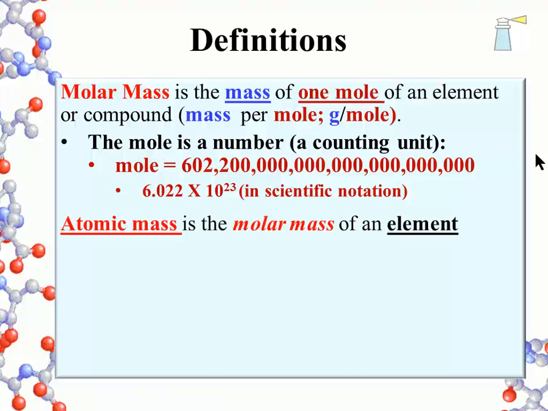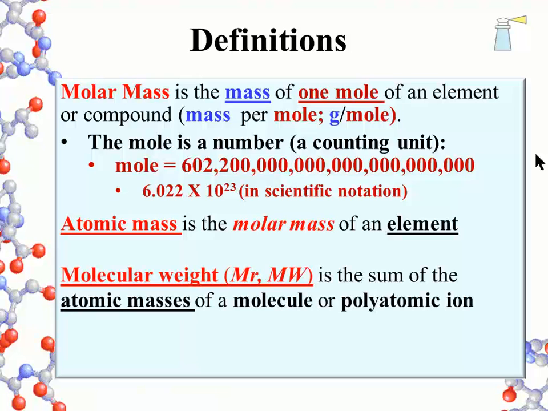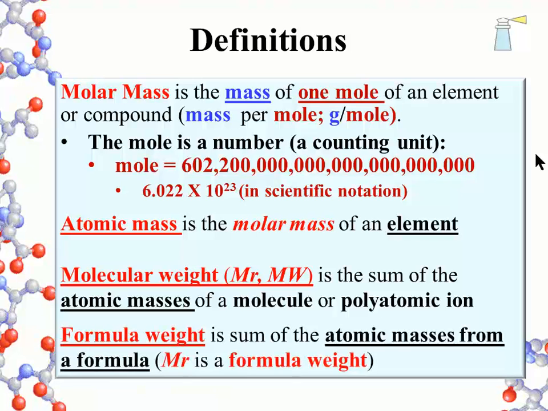Atomic mass is the molar mass of an element. It is the weight of a mole of an element, and it encompasses the different isotopes found in that element. Molecular weight, abbreviated MR or MW, is the sum of the atomic masses of a molecule or a polyatomic ion. It is very similar to molar mass, and the two terms are often interchanged. Molecular weight is the more commonly used term.